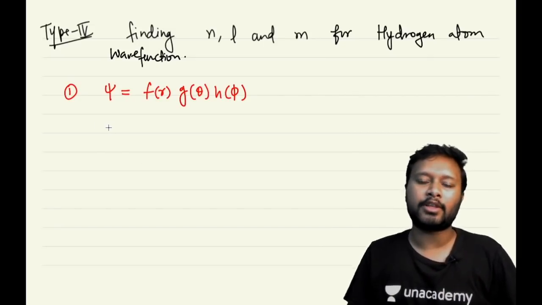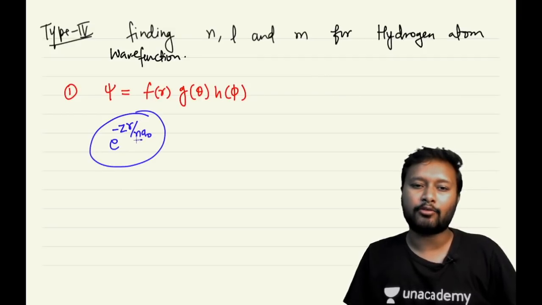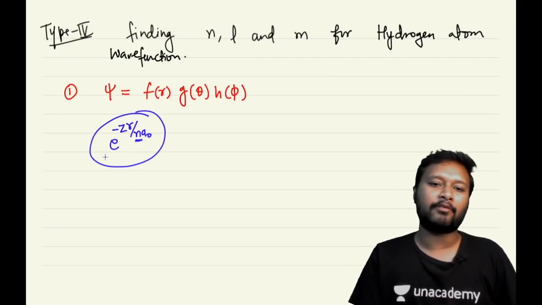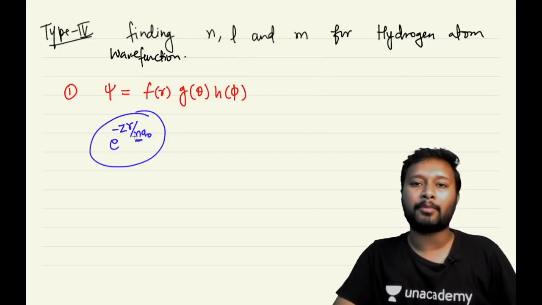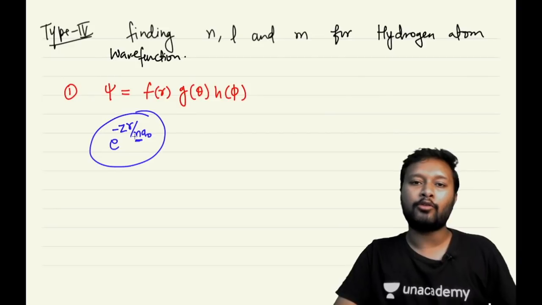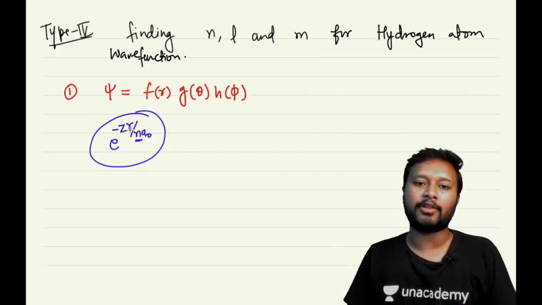So what you have to search for is this value, e to the power minus zr upon n a naught. Remember this. In the whole wave function you have to search for this part. Whatever is the coefficient of a naught, that is going to be the value of n. So n, the principal quantum number, will be the coefficient of a naught in the exponential power value.